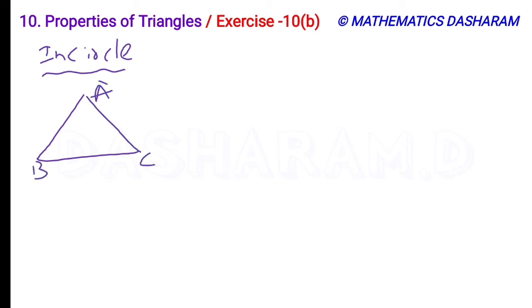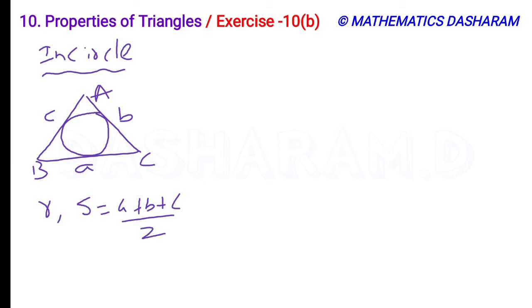In this, the side opposite vertex A is denoted with a small a, then small b, here small c. So here is an incircle, its radius is denoted with a small r, and s equals a plus b plus c divided by 2. Then the first formula is the area of a triangle, delta equals r into s.